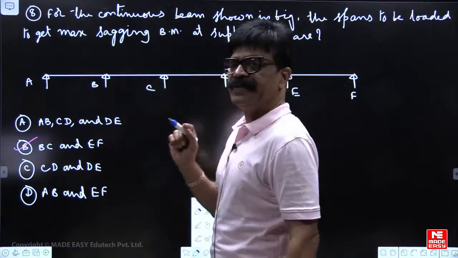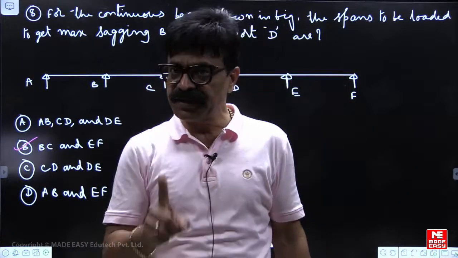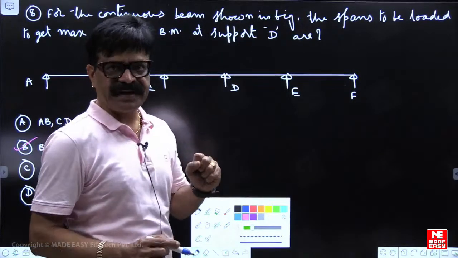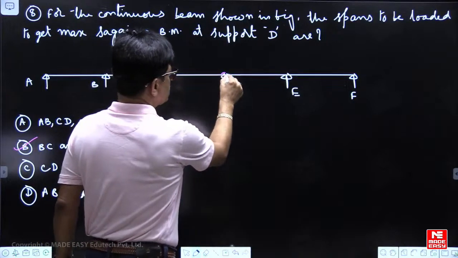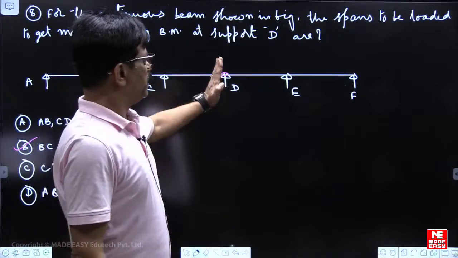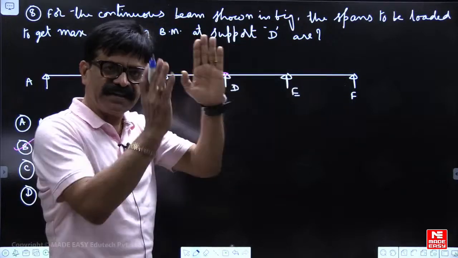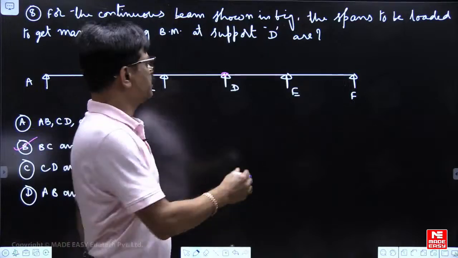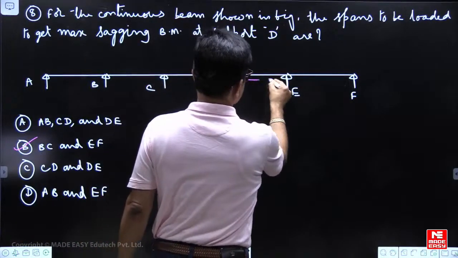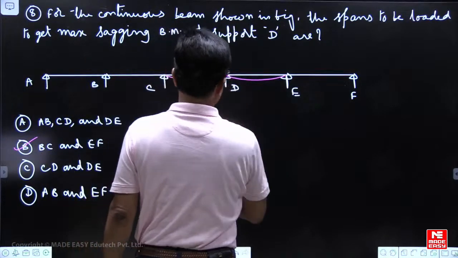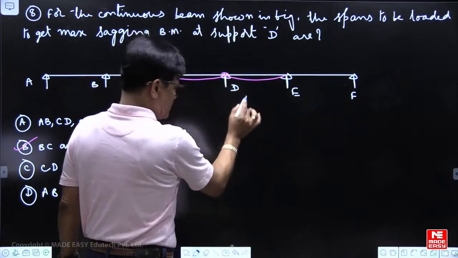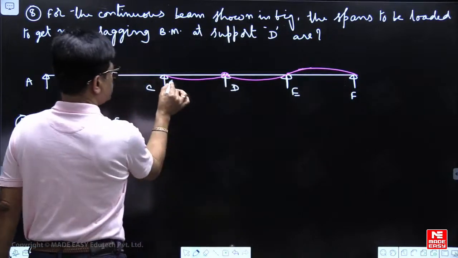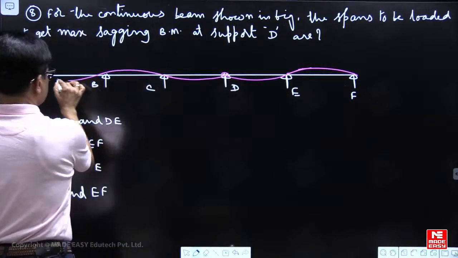See, I told you, if at any intermediate support of a continuous beam you want to draw the ILD for bending moment, first you have to assume an imaginary hinge at D. In the adjacent spans at the intermediate support, when load is applied, it will always hog, meaning a negative bending moment will develop. So this is negative bending moment, this is negative bending moment. Once this is fixed, the other part you simply have to extend like this, right?